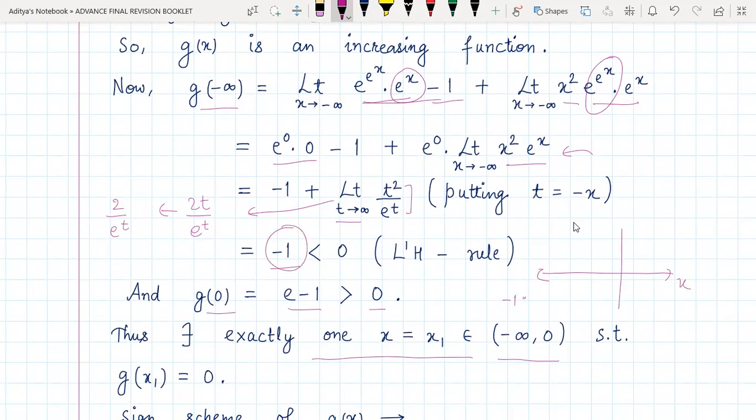And at 0, its value is how much? It is a positive quantity, e minus 1. So obviously, and it is also an increasing function, so obviously it has to cut the x-axis exactly once. There is absolutely no doubt about that, right?